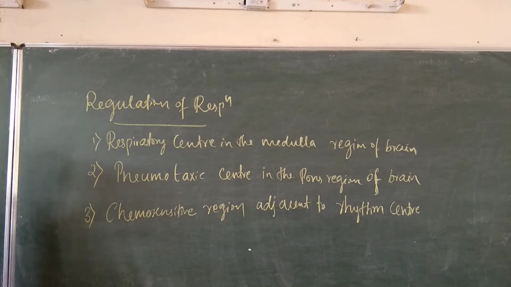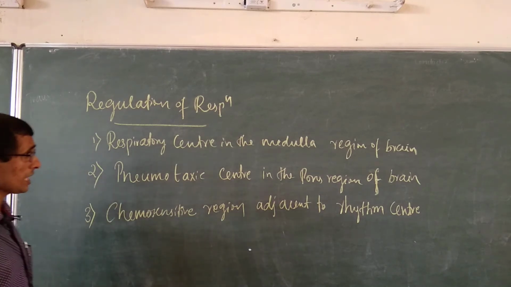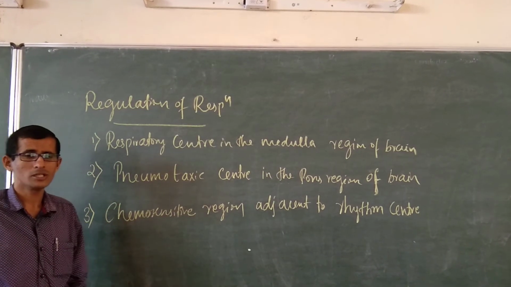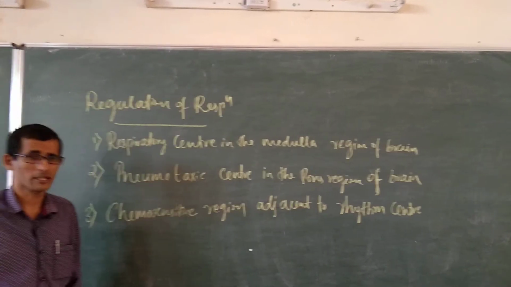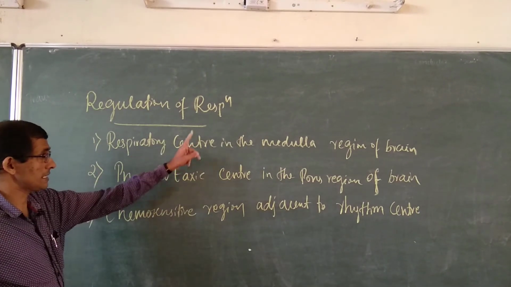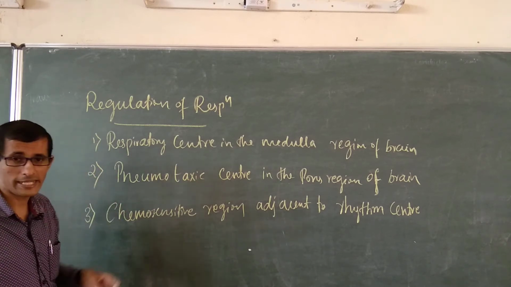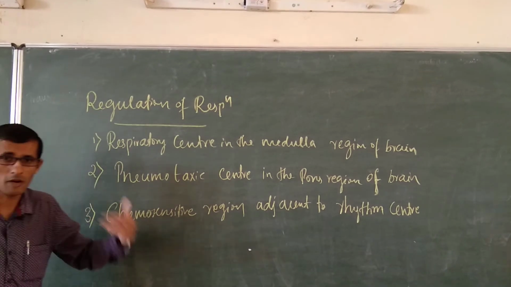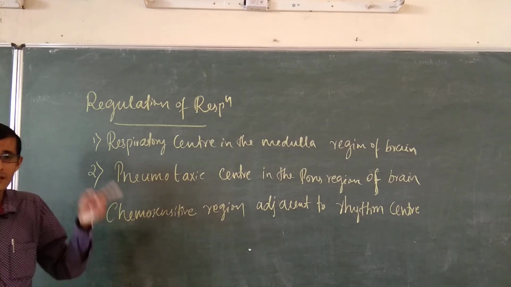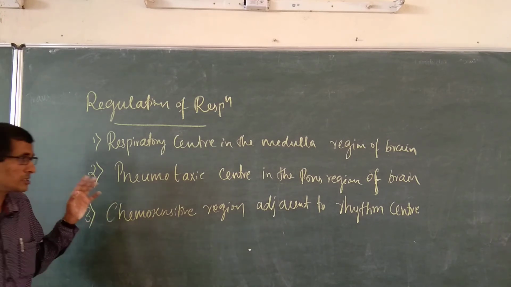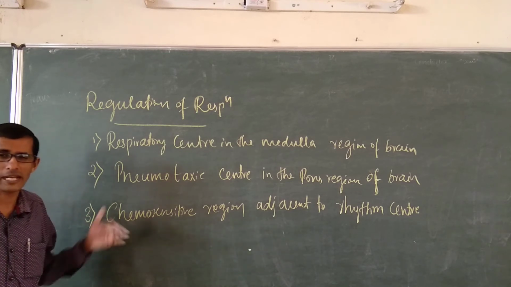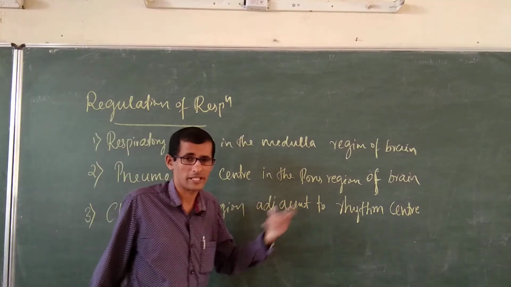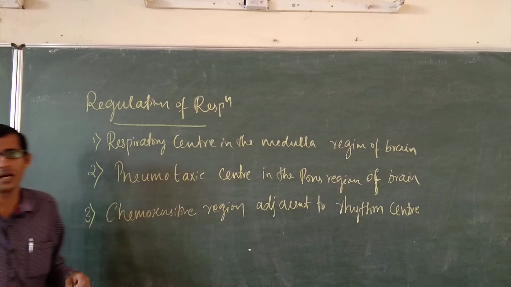So, the respiratory center in the medulla region of the brain, medulla oblongata, will have the regulatory mechanism with respect to our respiration. Medulla oblongata is the portion of the brain that regulates the rate of respiration in the autonomic nervous system form, where sympathetic and parasympathetic have a direct influence on involuntary organs like the respiratory system. And pneumotaxic center in the pons region of the brain, pons varoli, the lower portion of the hindbrain.